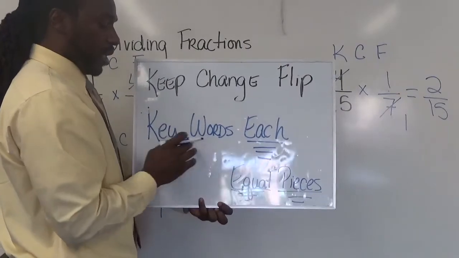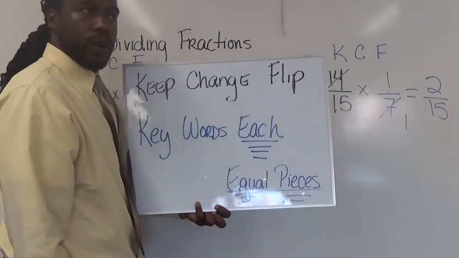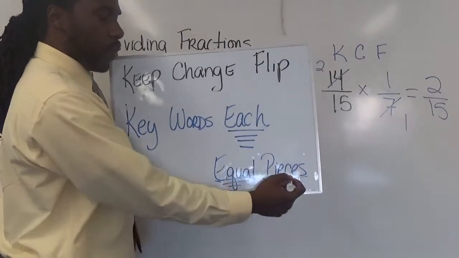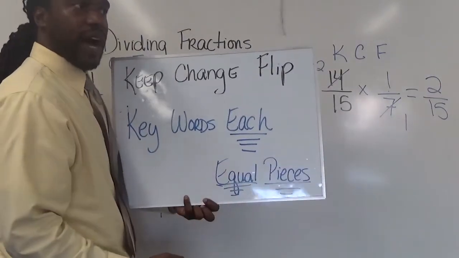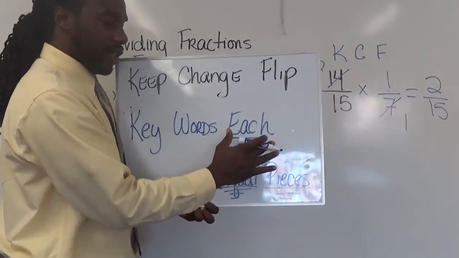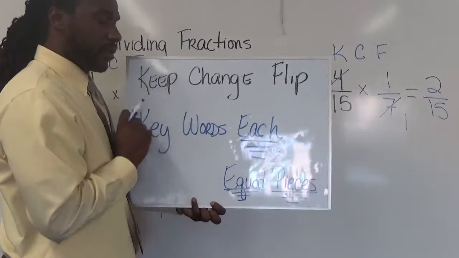Okay? Some key words, we're going to take a look at some of the word problems tonight. When you see each, right? Also when you see equal pieces, you will know to divide. So those are some of your key words for your word problems. Each and equal pieces. All right?